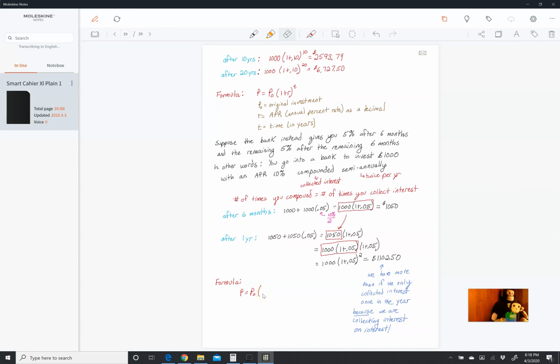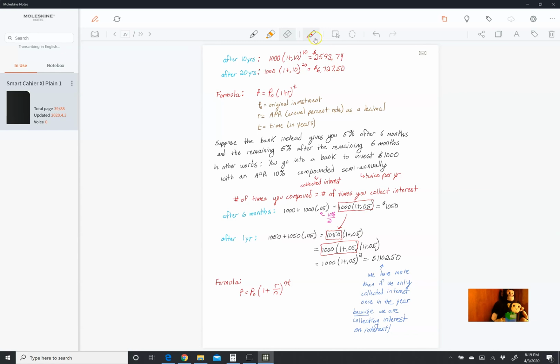So we have P0, and then instead of 1 plus R, every time that we do this, we're doing 1 plus R, and we're dividing by the number of times that we compound. So if we're compounding twice, then we're going to take our APR and divide by 2. If we're compounding 4 times, we divide by 4. If we're compounding 10 times, we're going to divide our APR by 10, okay? And then instead of just multiplying by T, we're going to take T and multiply it by N. So our exponent isn't just T, it's NT, okay? And it's NT because at the end of the year, you've collected interest twice. At the end of 2 years, you will have collected interest 4 times because you're doing it 2 times per year. At the end of 10 years, you're collecting it 20 times because each year you're collecting it twice. So you would multiply the number of years by 2.